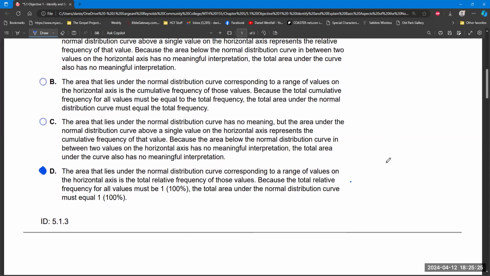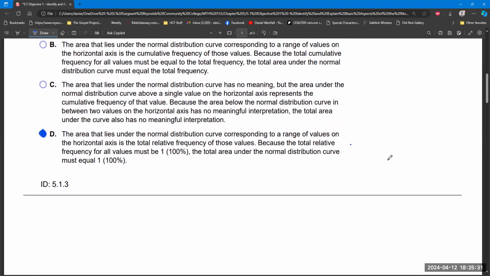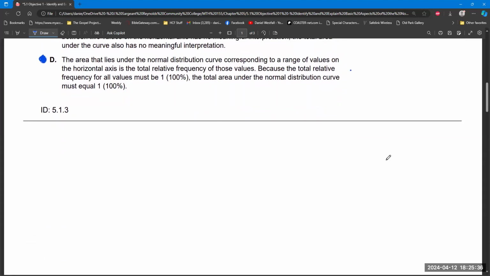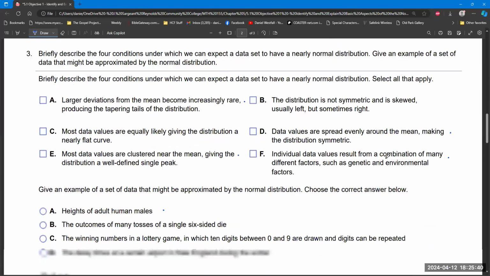They're not using the word probability there, they're using the word relative frequency, but this is a main way in statistics in which we calculate the probability of an event in a normal situation like that. Okay, briefly describe the 4 conditions under which we can expect a data set to have a nearly normal distribution, and give an example of a set of data that might be approximated by the normal distribution.